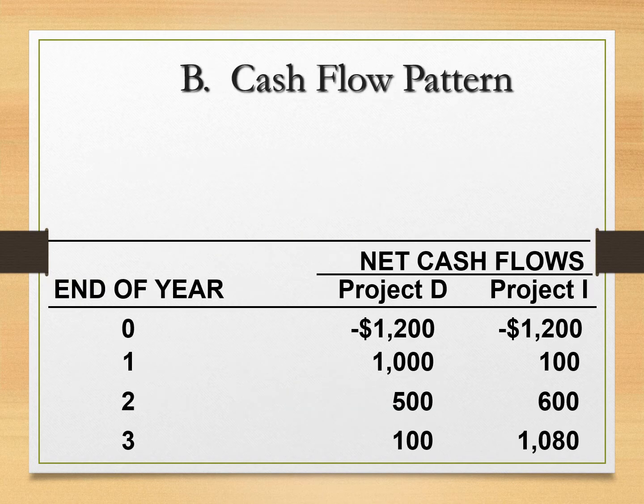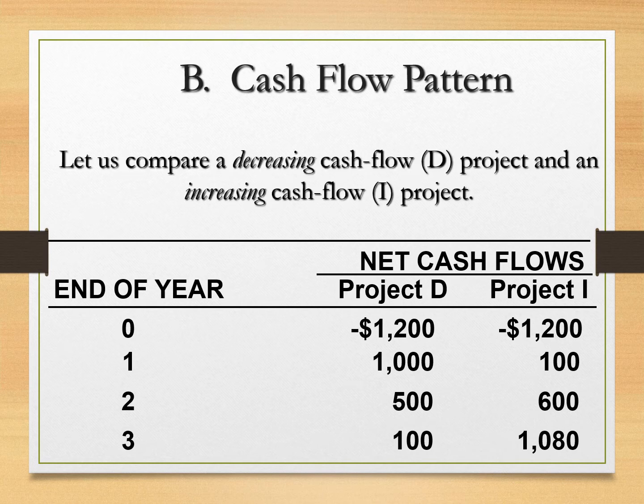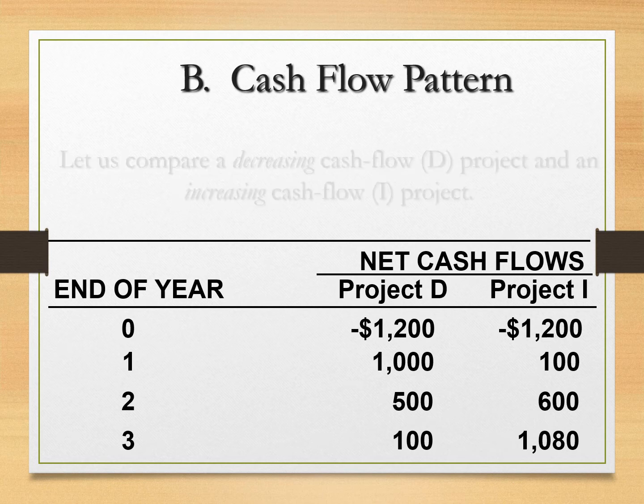Now we take an example of differences in cash flow patterns when the two mutually exclusive projects are different in terms of cash flow patterns. So here you can see that for project D and project I, the cost of investment is same. But these two projects are different in terms of the cash flow patterns.